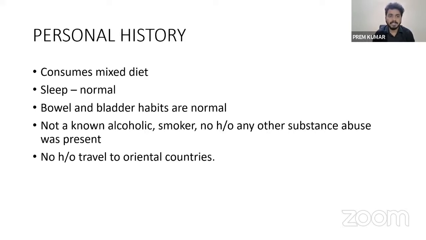Personal history: she consumes a mixed diet, sleep is normal, bowel and bladder habits are normal, non-alcoholic, non-smoker, and no history of any other substance abuse. There was no history of travel to Oriental countries.